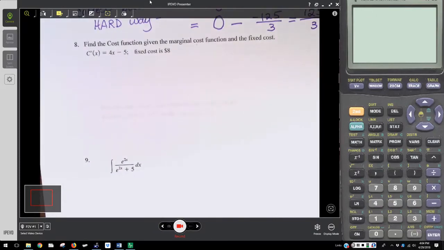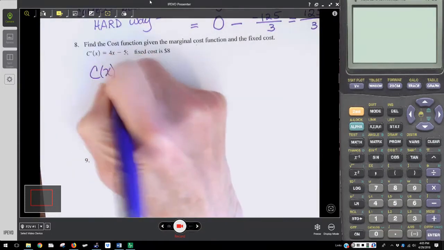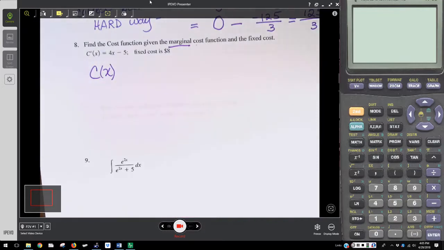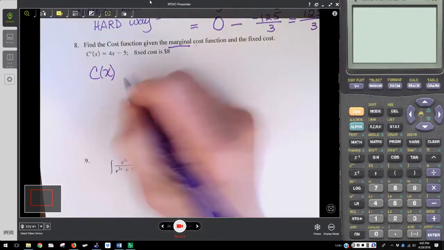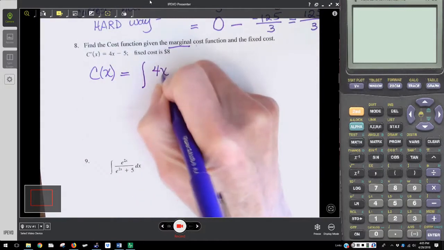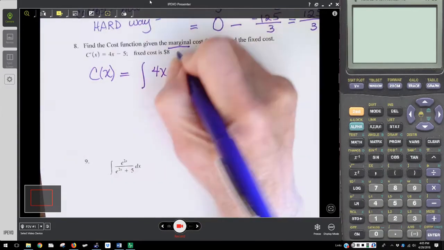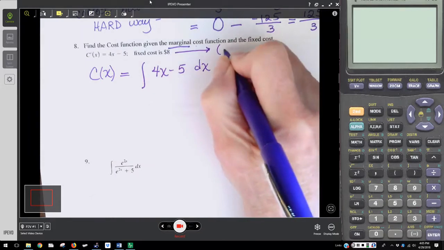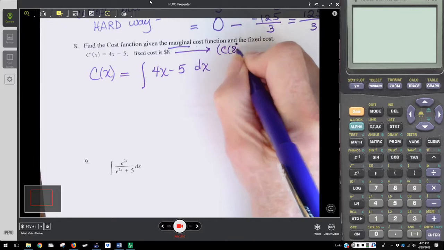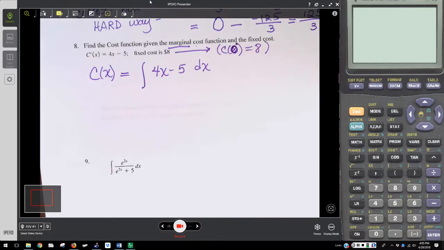So then number 8 says find the cost function, which would be c of x, given the marginal cost function, which tells you this is a derivative, and the notation indicates it's a derivative. So that's going to be the integral of 4x minus 5 dx, and it goes on to say the fixed cost is $8. Which just simply means that if x is equal to 0, then the cost is $8.